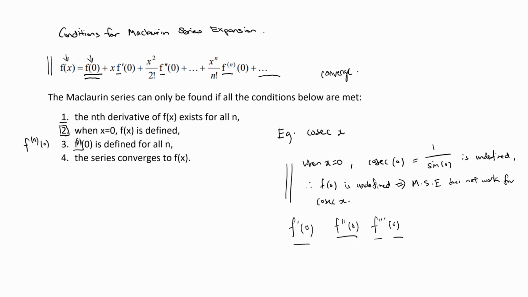So these are the 4 conditions that need to be met in order for the Maclaurin series expansion to be valid. It's more for knowledge. They hardly test you on all this, but it's good to know the conditions, so that if such questions occasionally come out, you know what to do to answer them.